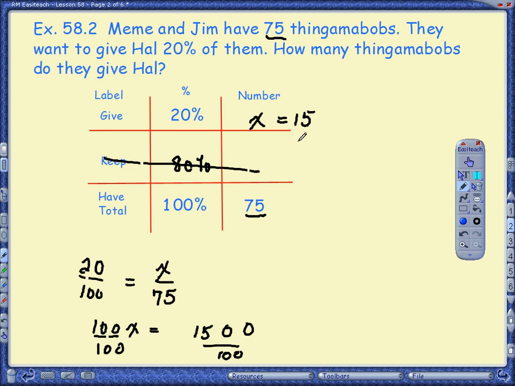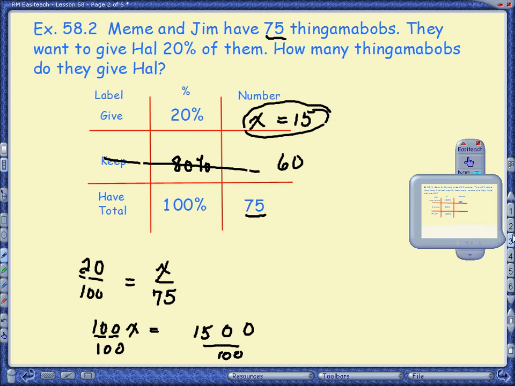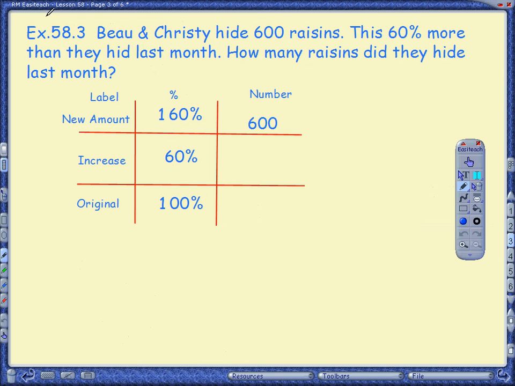If we do 75 minus 15, they still have 60 left for themselves. But 15 is our answer, because we wanted to know how many they gave to Hal. Okay, the next one. Bo and Christy hid 600 raisins. This is 60% more than they had last month.